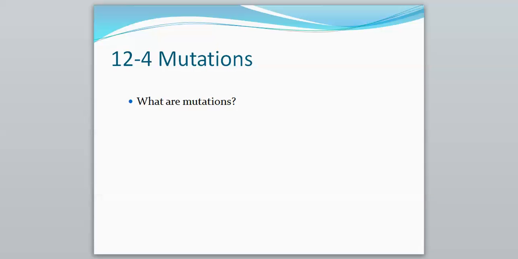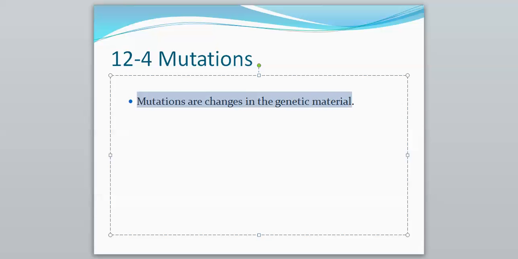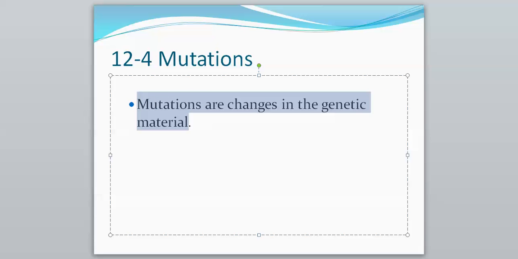So first question we need to ask ourselves, what are mutations? The definition your book gives is simply changes in the genetic material. I would write this down if I were you, know this for the quiz. Mutations are simply changes in the genetic material. So in our A's and C's and G's and T's and U's, when those get a little bit mixed up, those are called mutations.